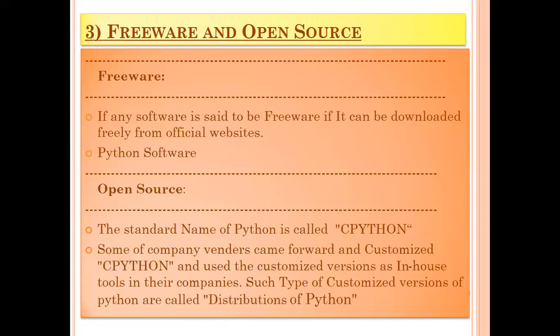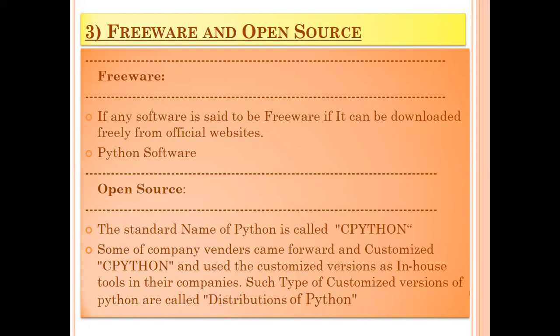with the third feature, that is freeware and open source. Freeware means it can be downloaded freely from its official website. So if a software is said to be freeware, it can be downloaded freely from its official website, like Python software. Second, open source. The standard name of Python is CPython.